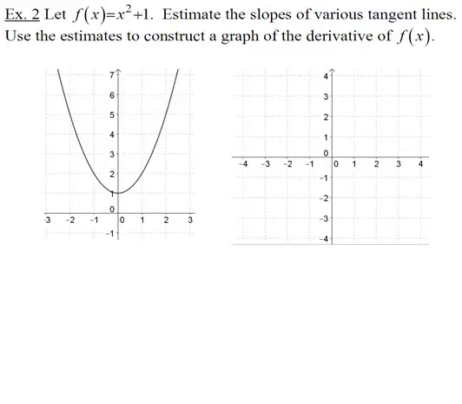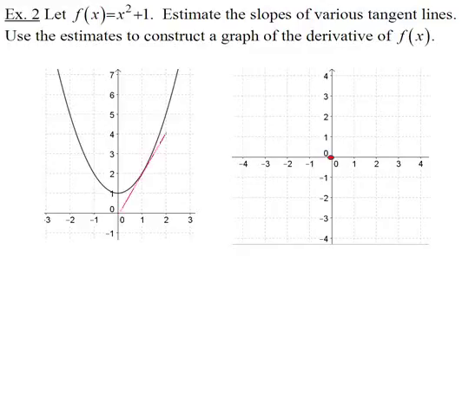Since the slopes of f are negative to the left of x equals 0 and positive to the right of x equals 0, you can imagine that the slope is 0 where x equals 0. Let's graph a point at 0, 0 on the other grid to show that at x equals 0, the slope is 0.